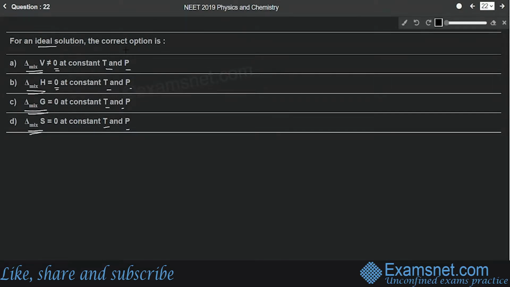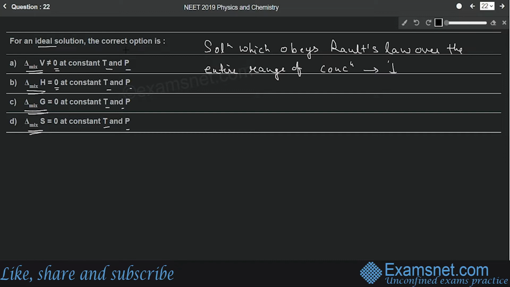Okay, so what is an ideal solution? We know that it is a solution which obeys Raoult's law over the entire range of concentration. These are known as ideal solutions.